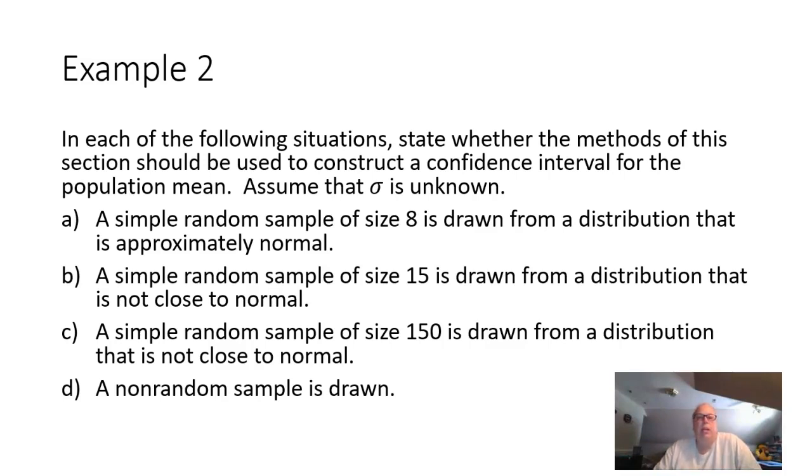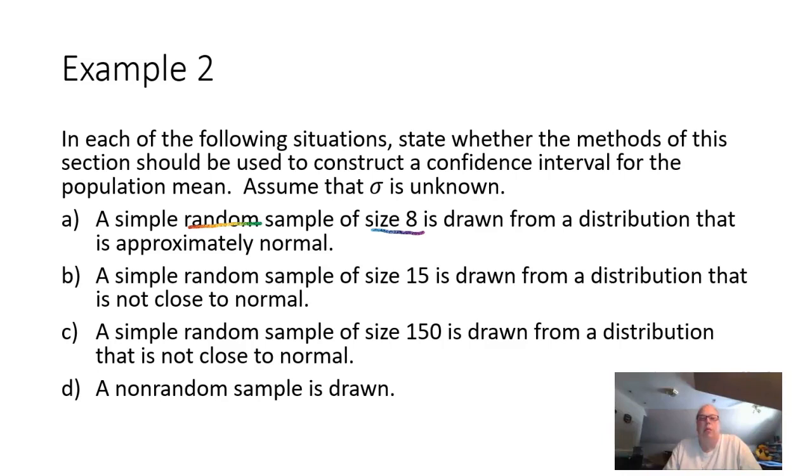Example 2. In each of the following situations, state whether the methods of this section should be used to construct a confidence interval for the population mean. Assume that sigma is unknown. Part A. A simple random sample of size 8 is drawn from a distribution that is approximately normal. In this case, we have our random sample. That's good. We have a small sample size.